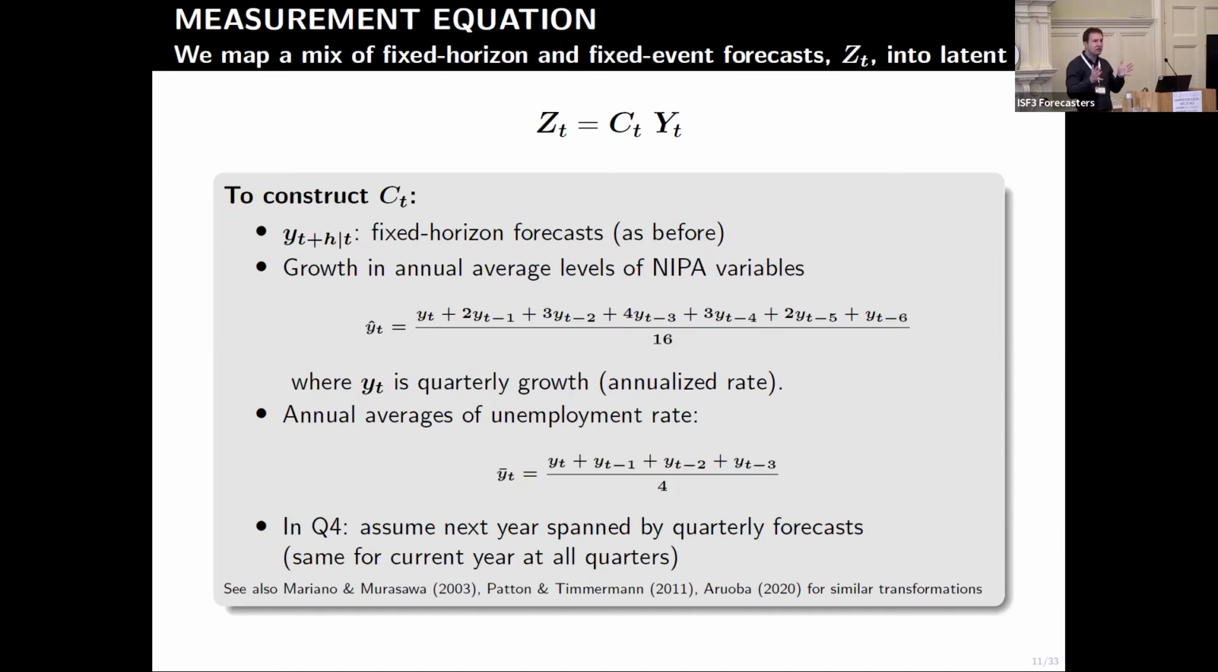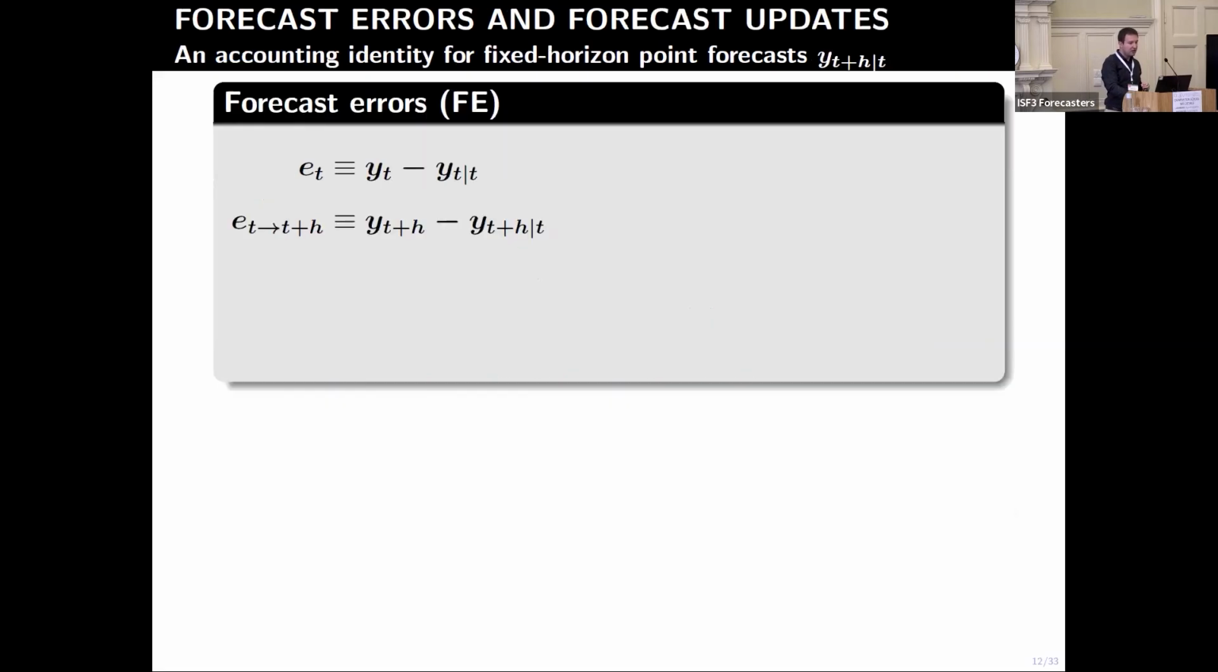This is literally just a deterministic matrix mapping, establishing the mapping between the annual growth rates or the annual levels with the fixed horizon or the fixed events and the quarter-on-quarter growth rates or the quarterly levels of the variables. Okay. Next, the accounting identity that I mentioned.